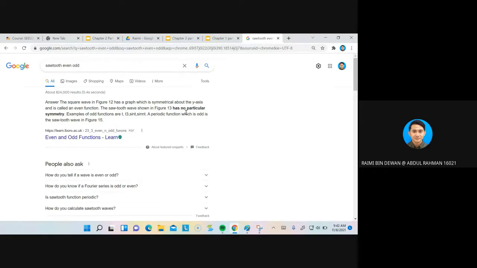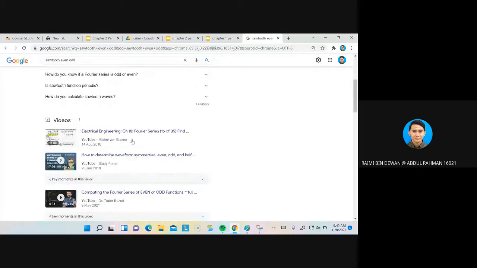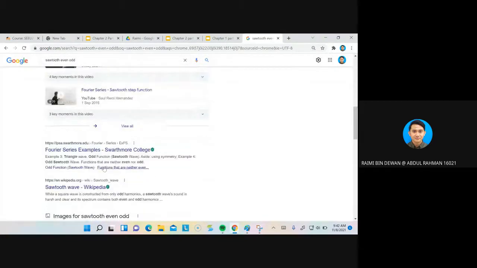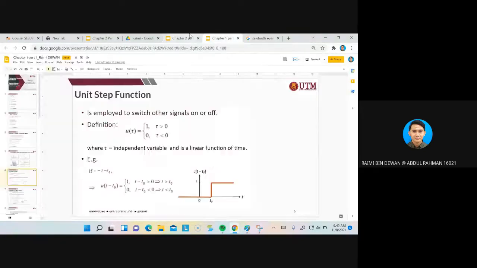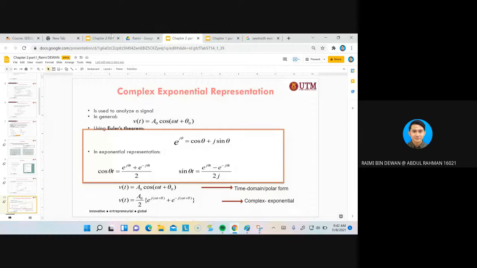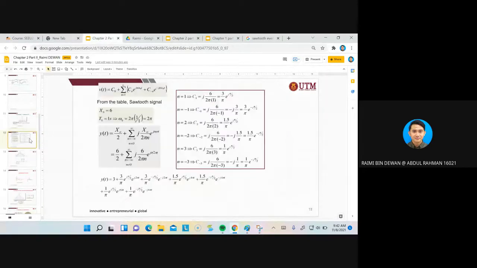You can see here, so you can just see the answer. Sawtooth is a function that is neither even nor odd. Okay, good. This question is good.